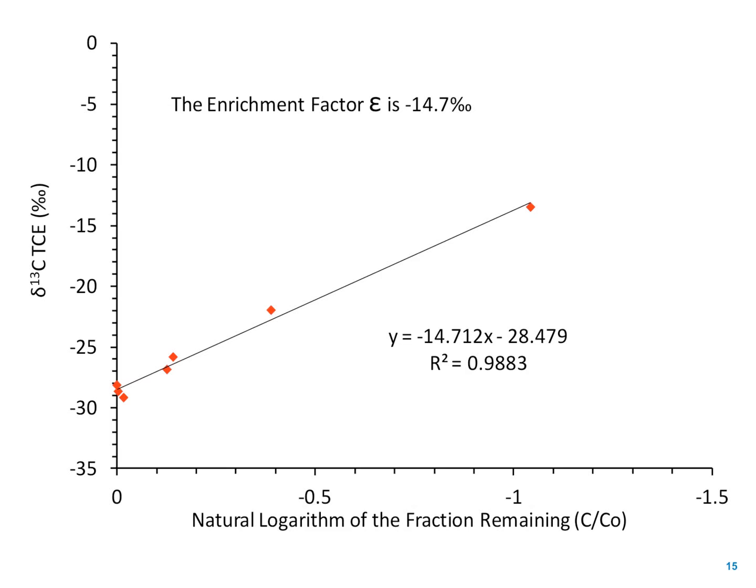And if it fits what's called the Rayleigh model, you'll get something that's fairly close to a straight line. And the slope of that straight line is the enrichment factor, epsilon. So in this particular case, it's minus 14.7 per mil. So you'll find tabulated values for the enrichment factor, and I just wanted to show you where they came from and one way of extracting those numbers from the primary data. Next slide.